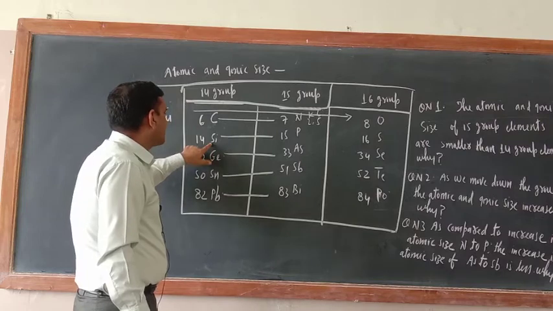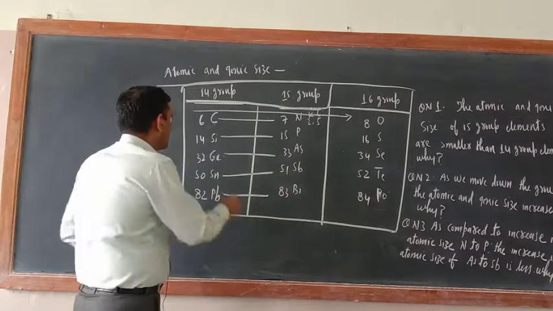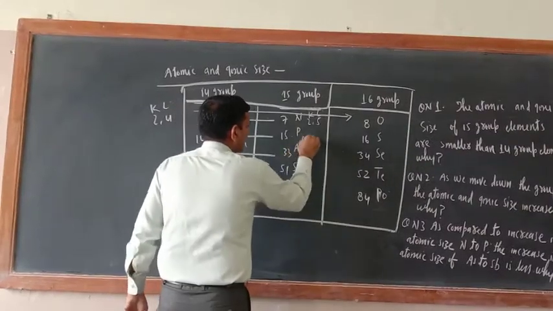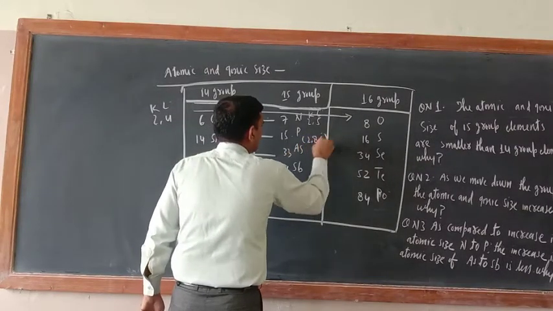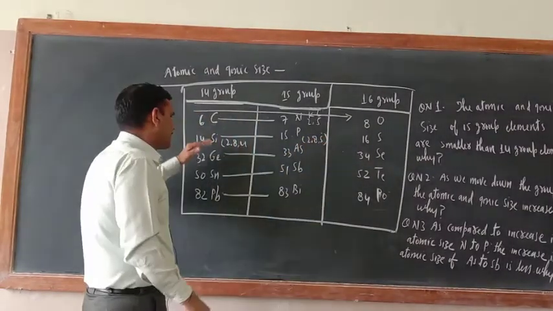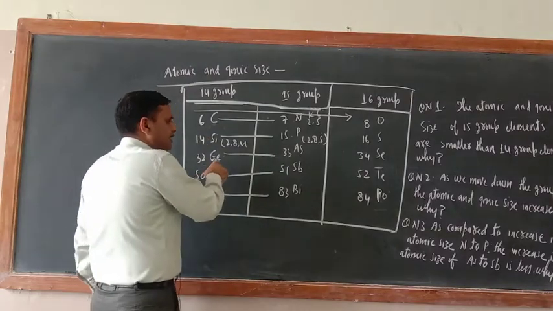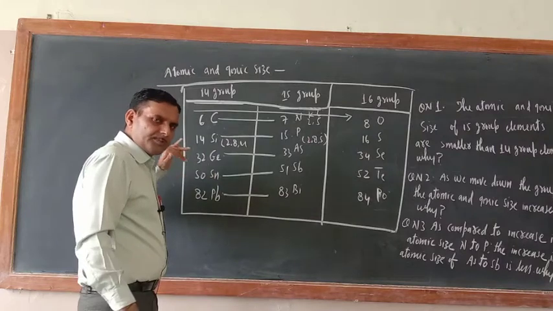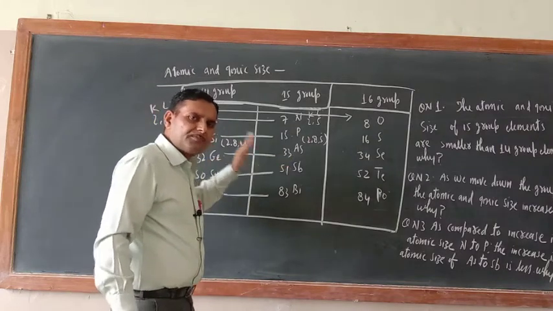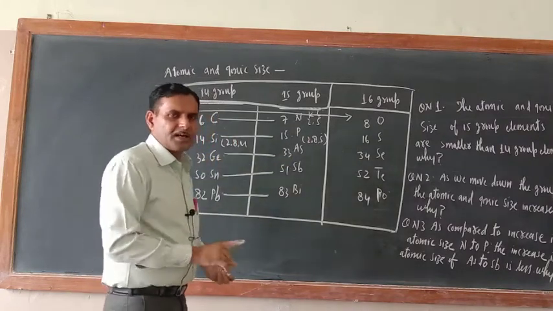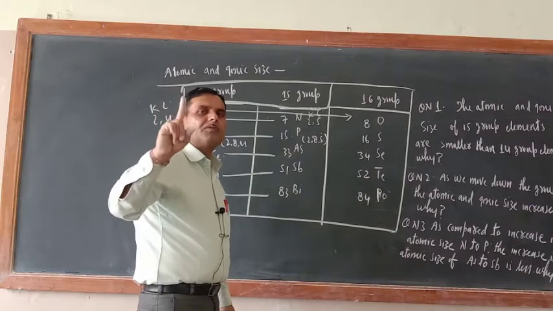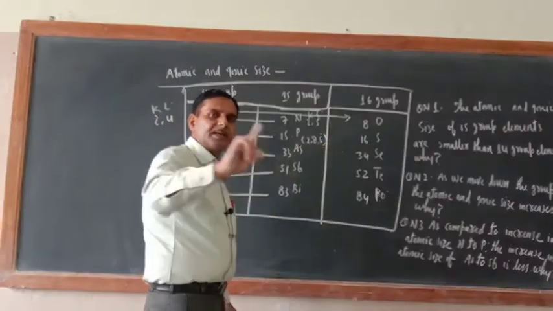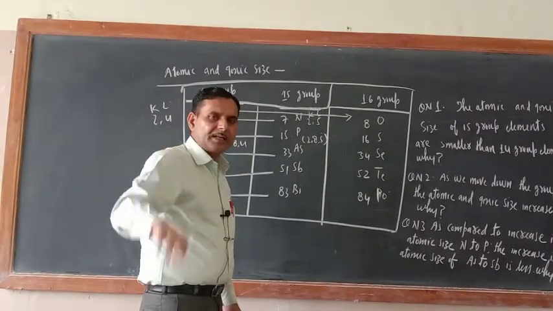Similarly, silicon is 2, 8, 4, and this one is 2, 8, 5. They are members of the third period. Similarly here they will be fourth, fifth, sixth, like that. So as we move in the same period from left to right, only one electron will be added in the successive elements, but the number of shells will not increase.